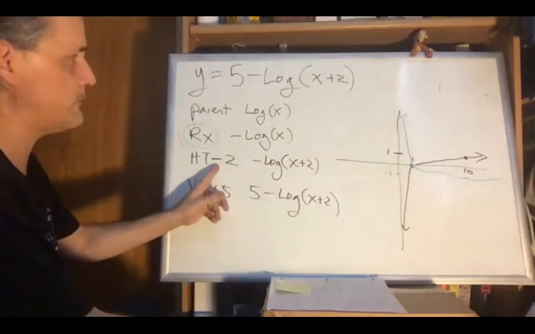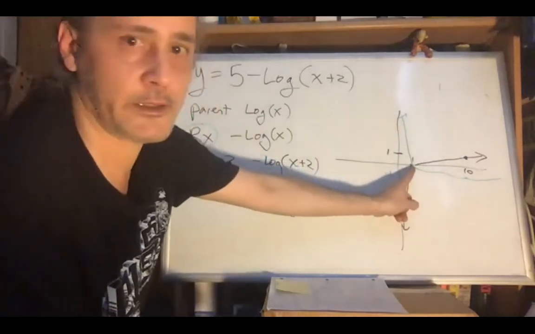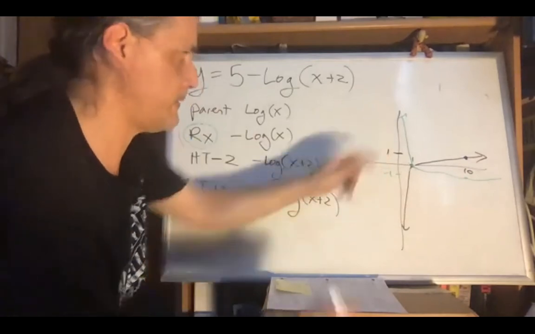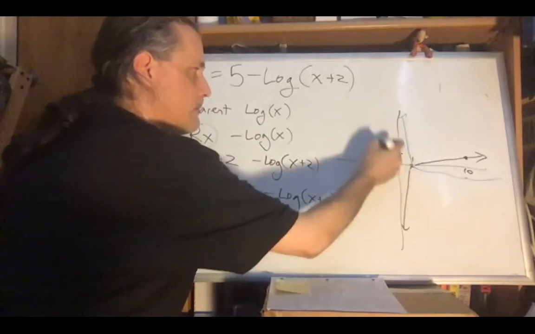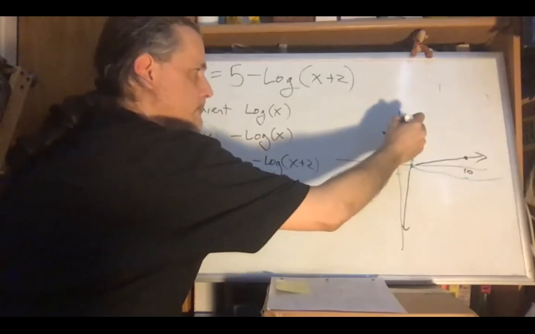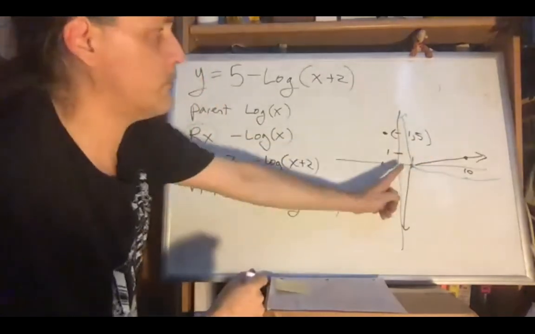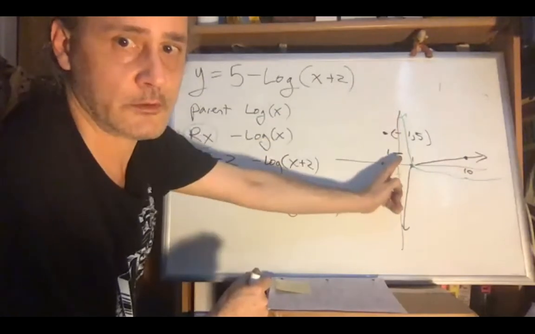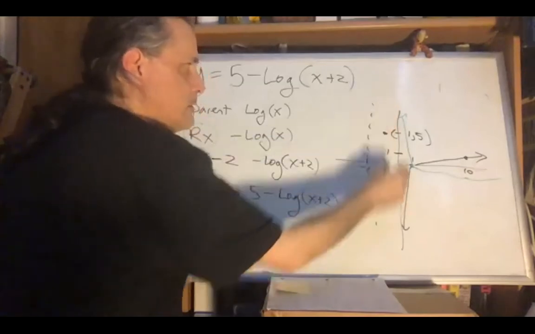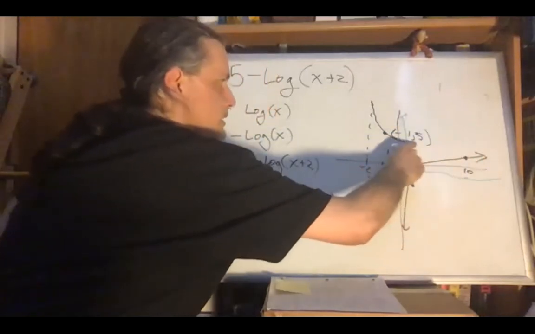Okay, now we're going to move this to the left 2 and up 5. So this point right here is going to go to the left 2. It's going to be at -1, and then it's going to go up 5. All right. Our vertical asymptote used to be at 0. We're going to the left 2, so now it's going to be at -2. All right, and so now we got, well, let me do that in blue. Let me make that easier.